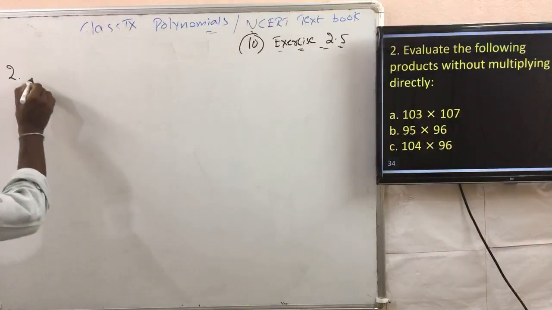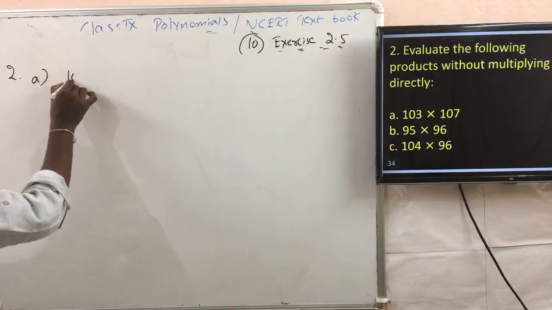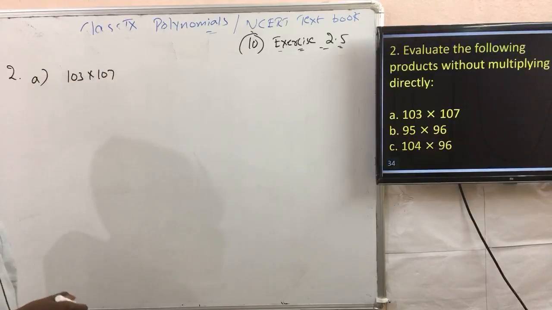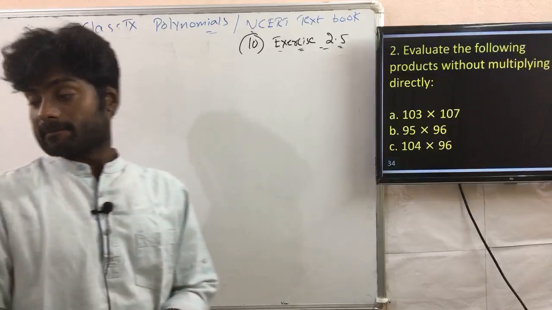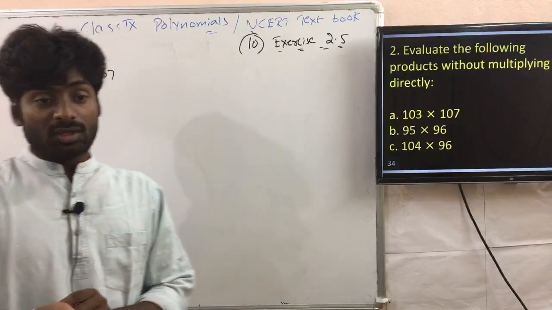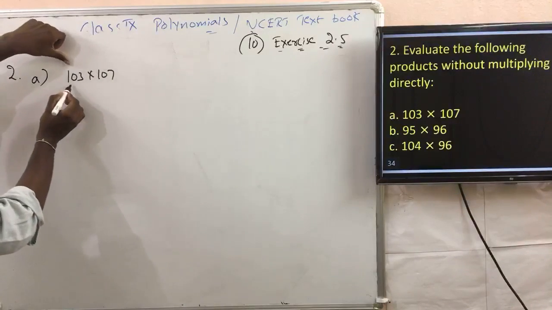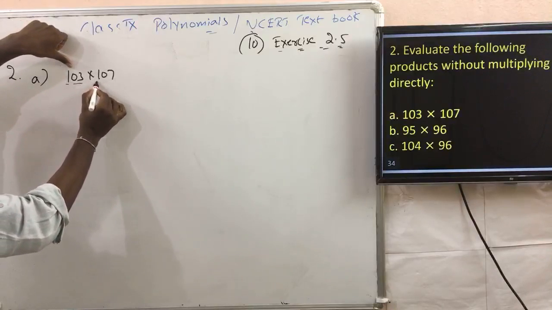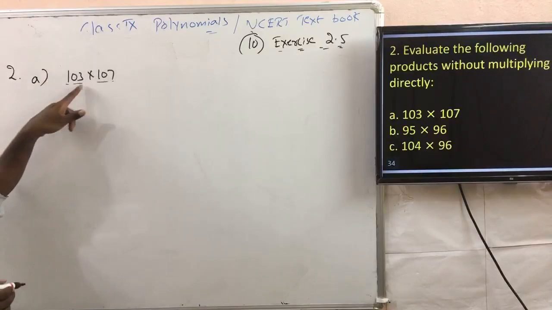So the first question in the second one, 103 into 107. Can anyone get this answer? Yes, very good, Ashutosh. So we have to get the nearest 100. What is the nearest 100 for 103 and what is the nearest 100 for 107, and both should be the same.